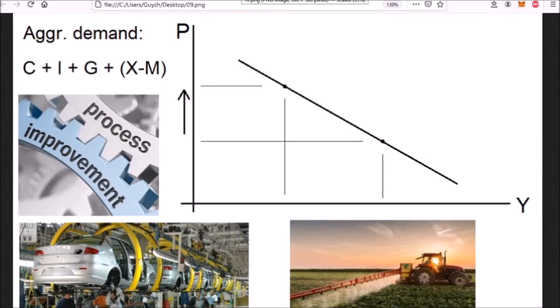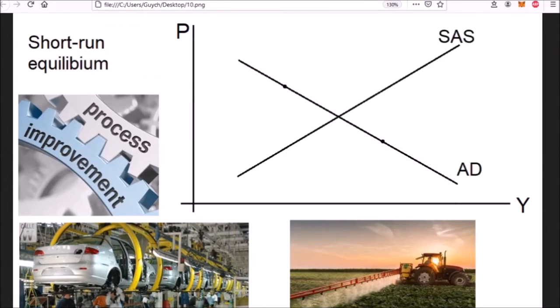Next, let's have a look at macroeconomic equilibria. And there are actually two different macroeconomic equilibria here. One for the short run and one for the long run. Let's start with the short run macroeconomic equilibrium. Basically, that's the equilibrium between two curves, the short run aggregate supply curve and the aggregate demand curve.